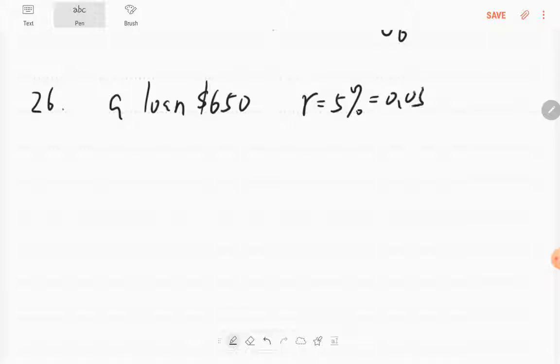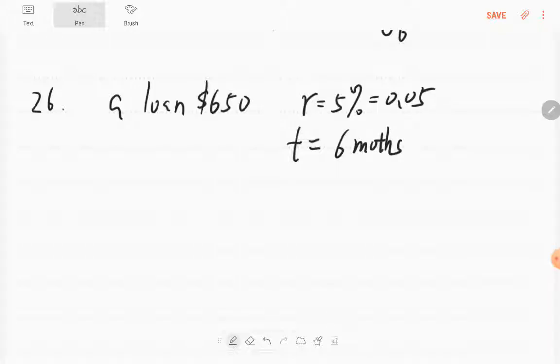Find the total amount due on a loan of $650 at an annual simple interest rate of 5%, which is 0.05, right? 5 divided by 100. T is the 6 months.